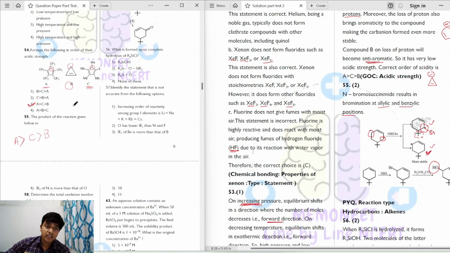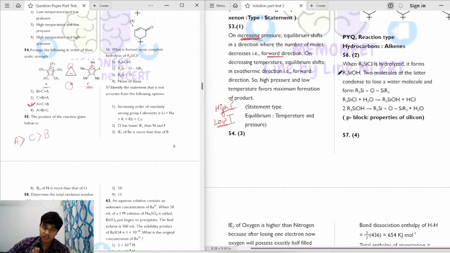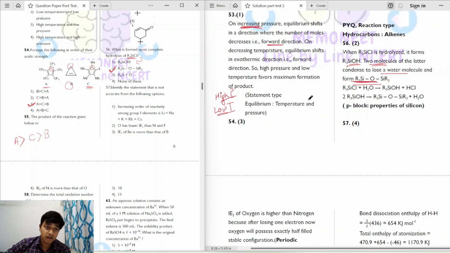The question says, what is formed upon complete hydrolysis of R3SiCl? This is an easy question. This is a memory based question, but some people make mistakes in this because when we do the hydrolysis of R3SiCl, we tend to think that R3SiOH will be formed, which is absolutely correct. But after R3SiOH is formed, two molecules of this compound condense together to lose a water molecule and form a dimer like this. So the product that will be forming is in option 2. So option 2 will be the correct answer, not option 1. So we have to keep this in mind. Moving on to the next question.